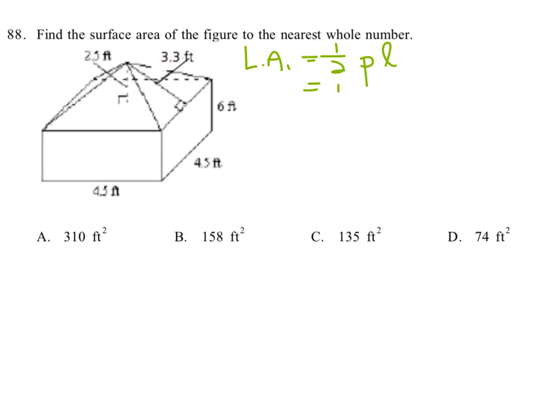So that's 1/2. What's the perimeter? Well, if we track this all the way around, that's 4.5, that's 4.5, that's 4.5, and that's 4.5. So there's 4.5 times 4, which is 18. So we have a perimeter of 18. And then what's the slant height? Sorry, I keep saying lateral, but I mean slant height. The slant height there is 3.3. So put that in.